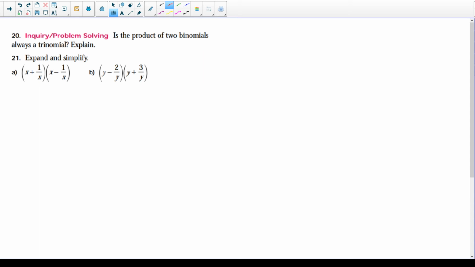These two questions are very interesting. Is the product of two binomials always a trinomial? Chat, can you think of an example, and what kind of example it is where that is not going to happen, where two binomials multiplied together won't be a trinomial? And we've already done this, right? Somebody in chat just gave us an example.